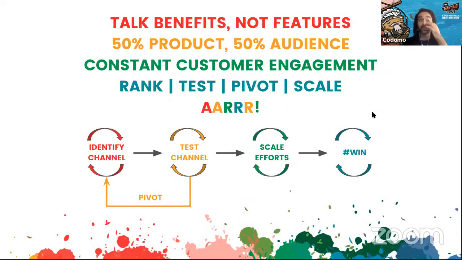So again, in closing, talk benefits, not features of your products. Focus 50% of your time on your product and 50% on your audience, and it's always about creating customer engagement constantly. And it's really very experimental. So you first rank all the marketing channels, you test them, and if it doesn't work, you pivot, right? If it's not working for you, you switch, you pivot, and then you try and scale that effort, and then you win, right? You get that success that you're really after. So that has been all, and right on time. One minute early, actually, right on time. So it's 1 hour, and we are on the dot.